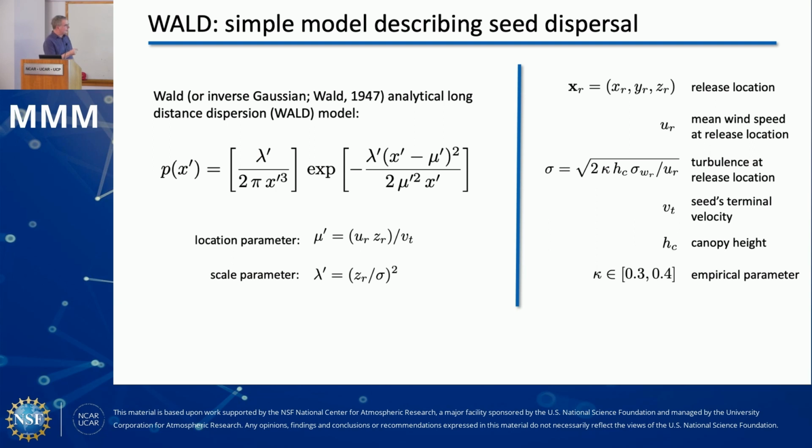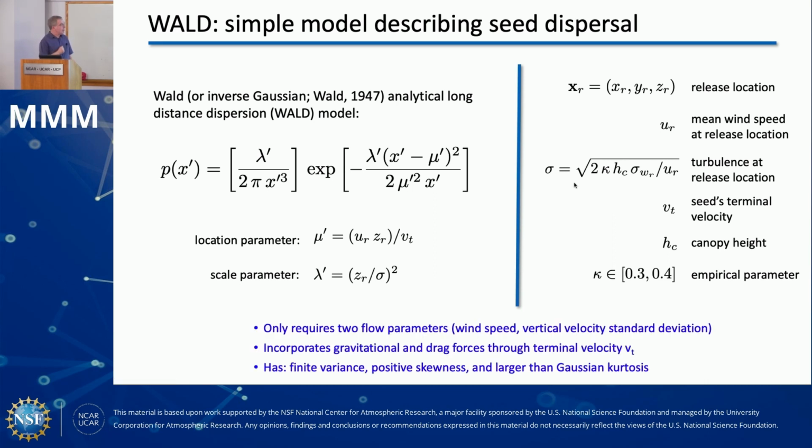And then this scale parameter sets the breadth of the tails and how far downstream, and this is where the release height comes into play, and this is a measure of the turbulence at the release location. What's really nice about this kind of model, it only requires 2 observables: the wind speed at the release point and a measure of the vertical velocity fluctuations at the release point.